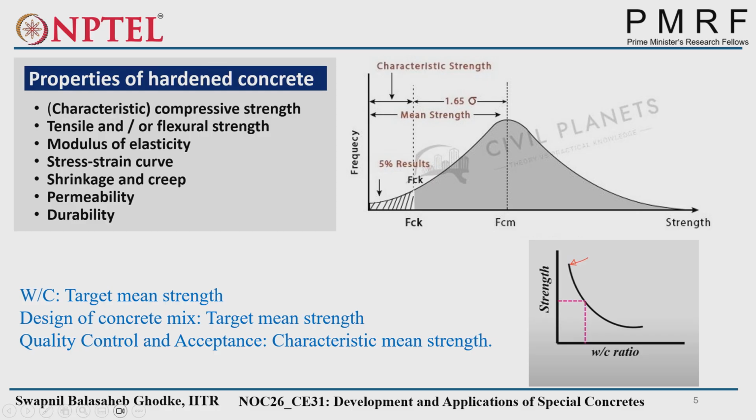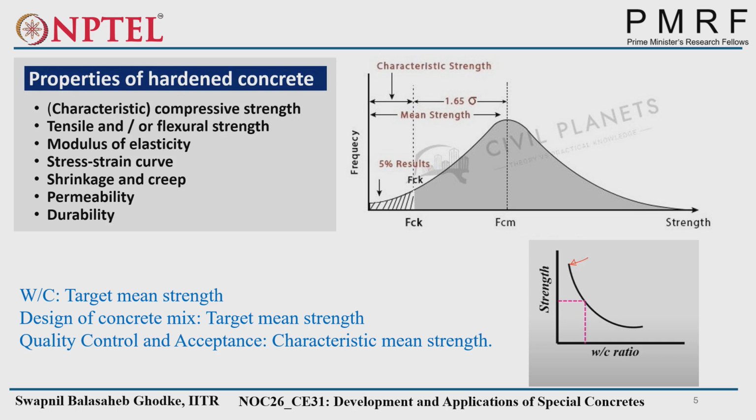That's why we consider it for quality control and acceptance, and we say that is the characteristic strength. Suppose we test three cubes and take the average. What will be the basic criteria? Suppose we tested M20 and got three cube strengths, with an average of, sorry, 19. So how do we say this value is correct? Whatever average we get, is it correct?